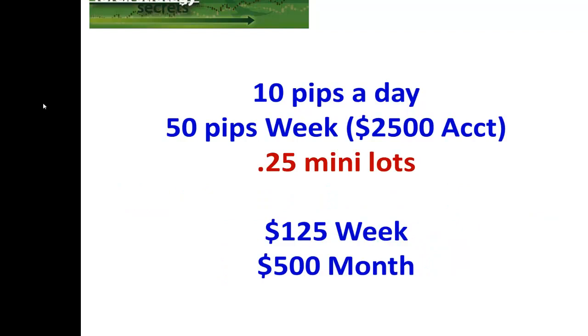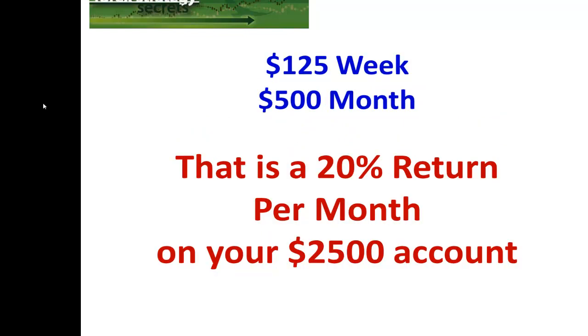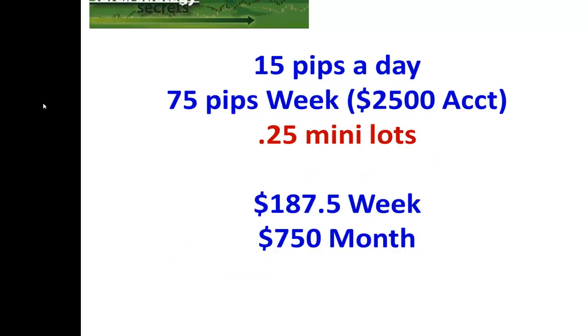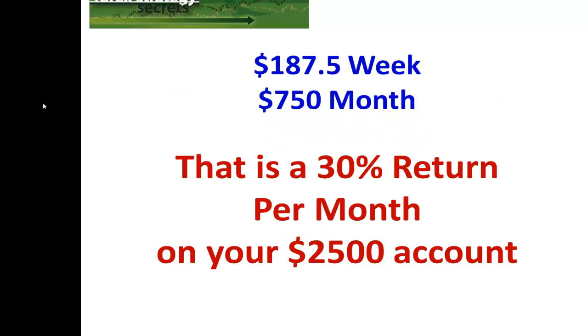Now, if you made the 10 pips using this lot size, it's $125 a week or $500 a month. That's a 20% return on your $2,500 account. Pretty good return. Now, let's say you do the same effort, but you increase your skills and you make 15 pips a day. Same lot size, it's $187 a week and $750 per month. So you've seen a 10% increase. Now you're doing 30% by the same amount of effort.